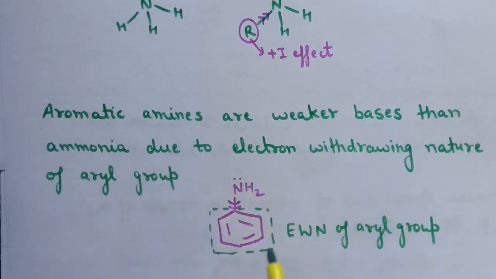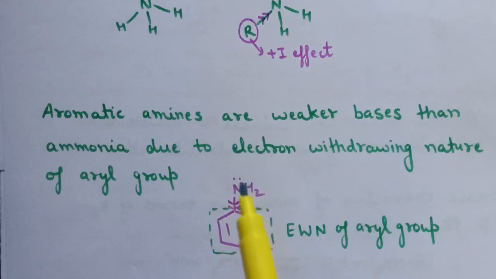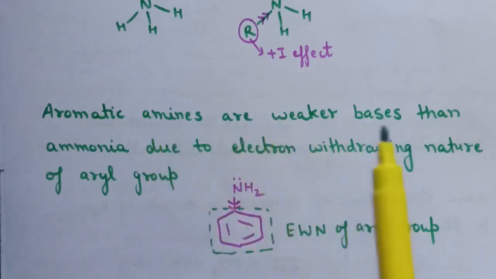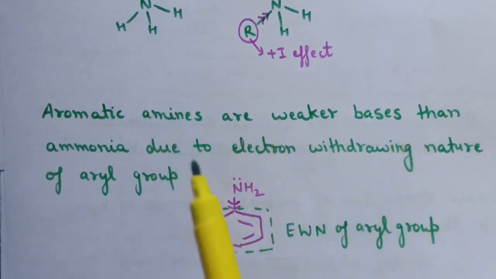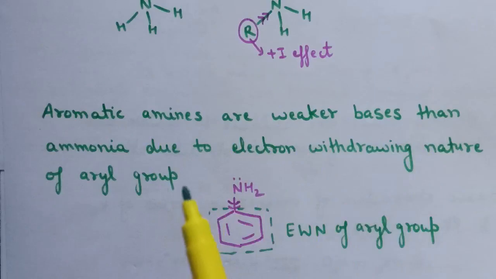Here is the structure of aromatic amine. Benzene ring is attached with NH2 group. Now this phenyl group has electron withdrawing nature. So due to electron withdrawing nature of this phenyl ring, the lone pair is involved in the resonance, or you can say that this lone pair is not easily available for donation to proton. And that is why aromatic amines are weaker bases than ammonia due to electron withdrawing nature of aryl group.